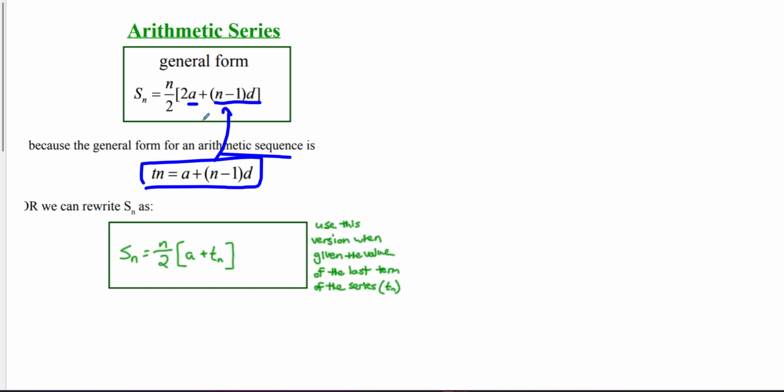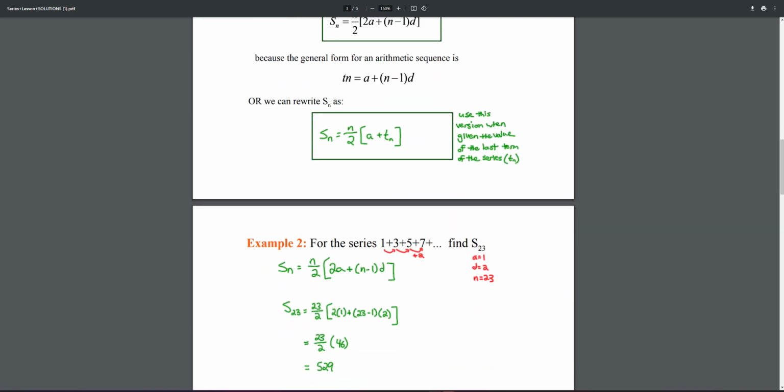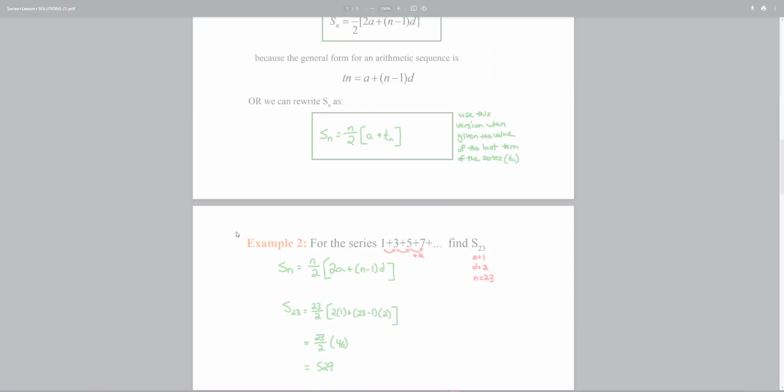So if you plug that in, if you substitute it, you can also have a formula that looks like this, where the sum of an arithmetic series is equal to n over 2 brackets A plus Tn. And you use this version when you're given the value of the last term of a series. And hopefully I'll have time enough to show you exactly what that means. But let's do a basic example now.